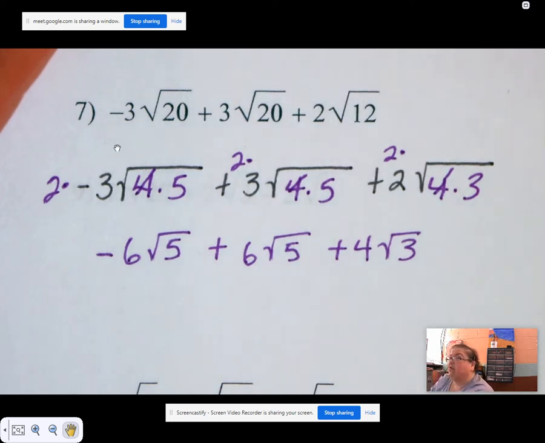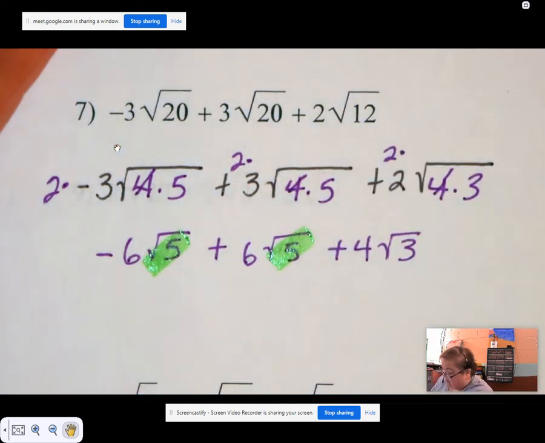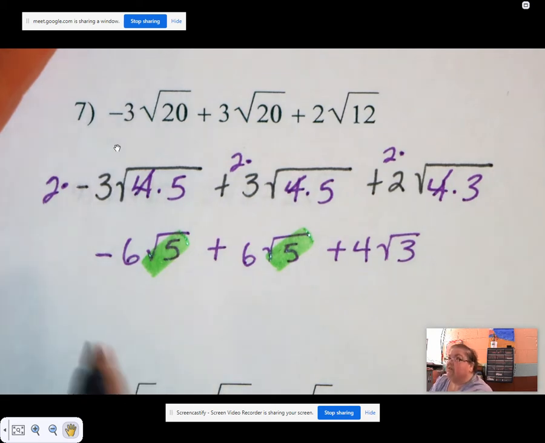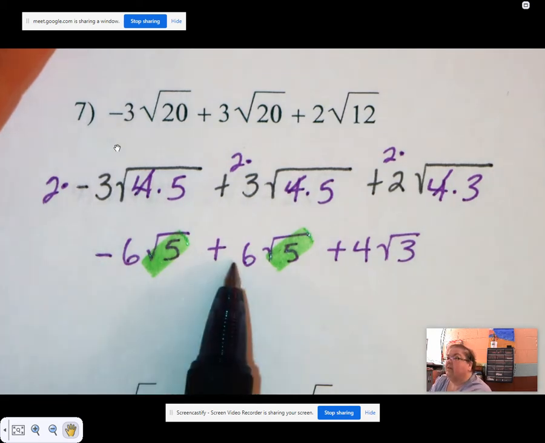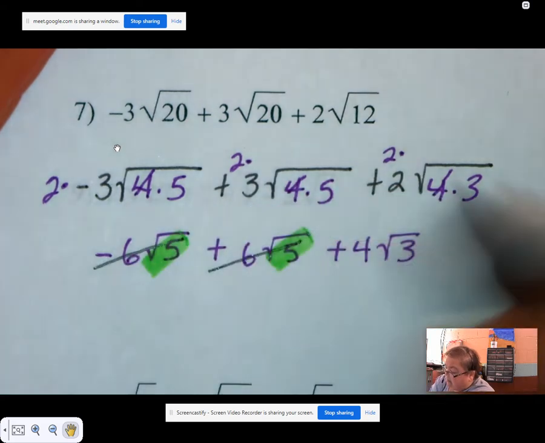Because there are only 2 of them, which 2 are the like radicals? The root 5s. I agree. What is negative 6 minus 6? I'm sorry, negative 6 plus 6? 0.